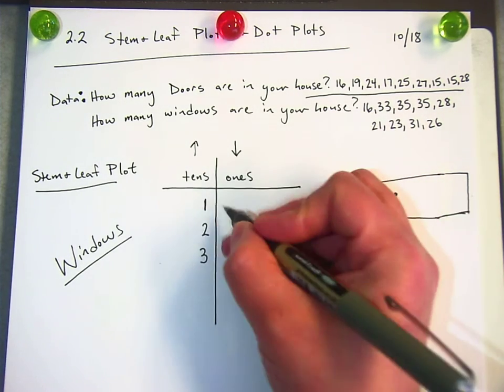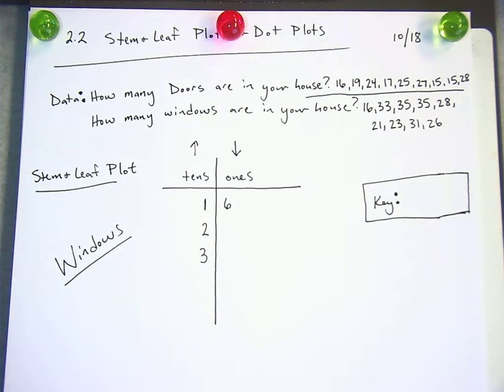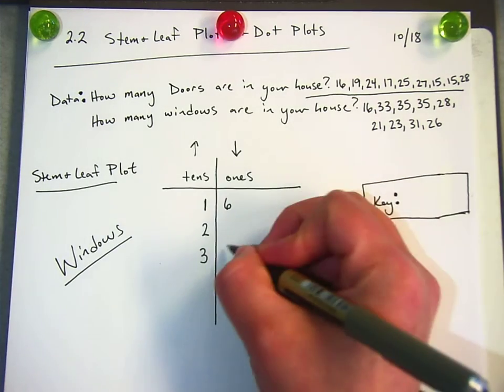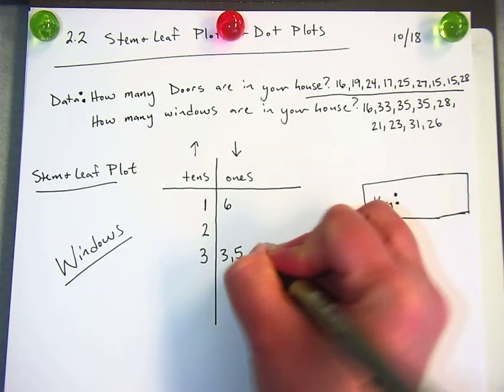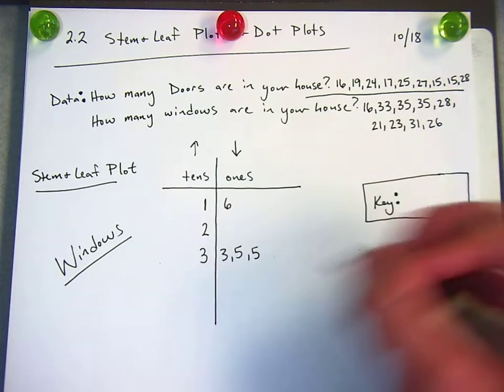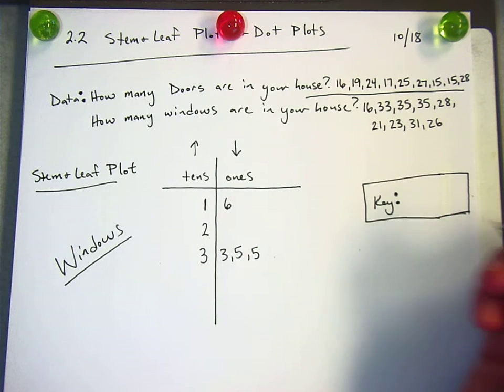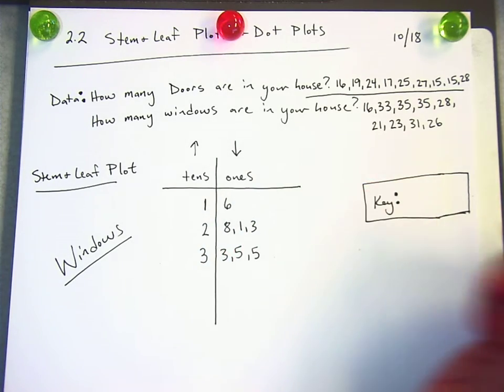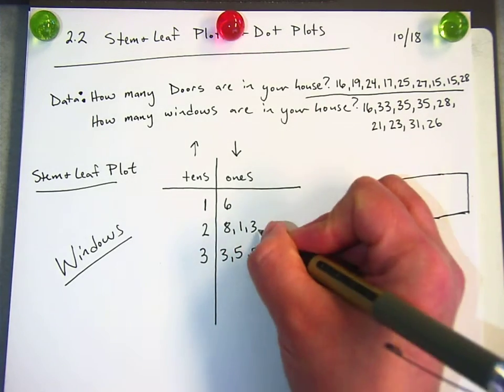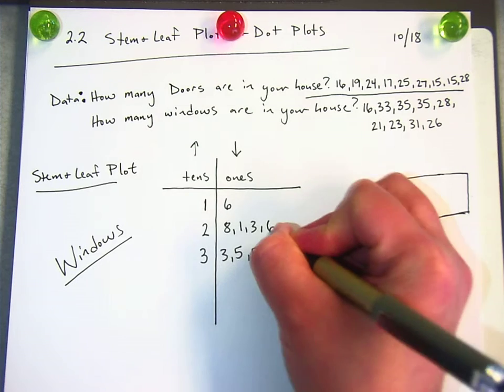So if I start going through this, I've got a 16. So that represents a 16. It's a 6 on the ones side and a 1 on the 10 side. 33 is down here. They do not need to be in order. I've got 35, 2 35s. Put commas in between so people know what you're talking about. 28, 21, 23, 31, 26.